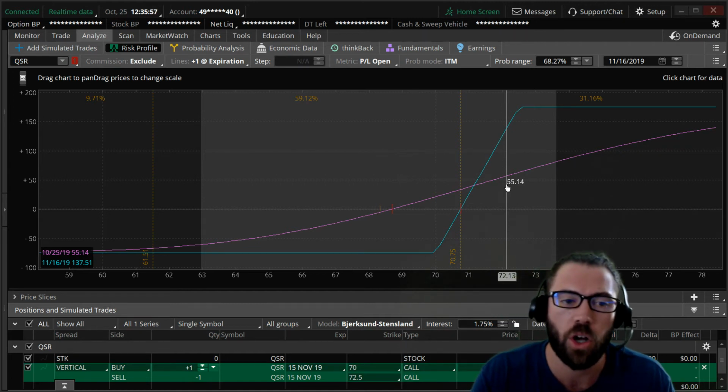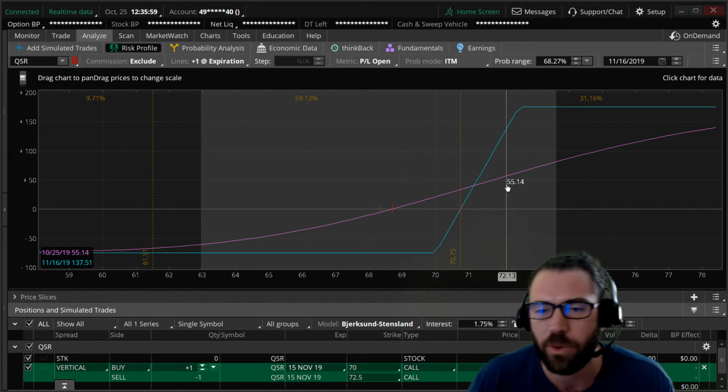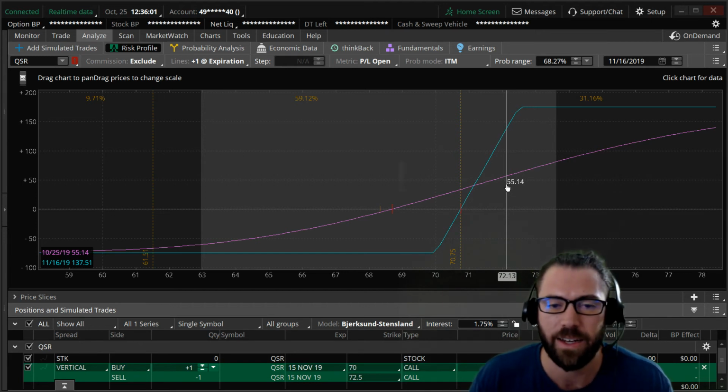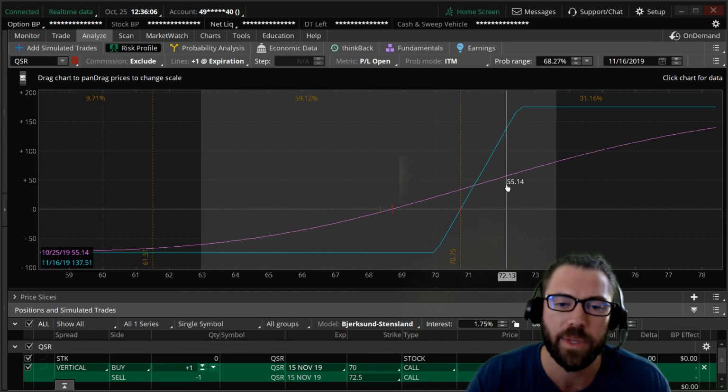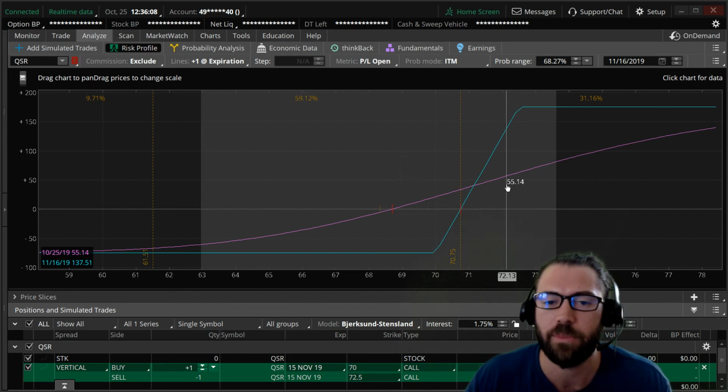If you want to get long stock without buying a regular call option or without tying up all the buying power with buying stock, a bull call spread limits risk and maximizes reward.